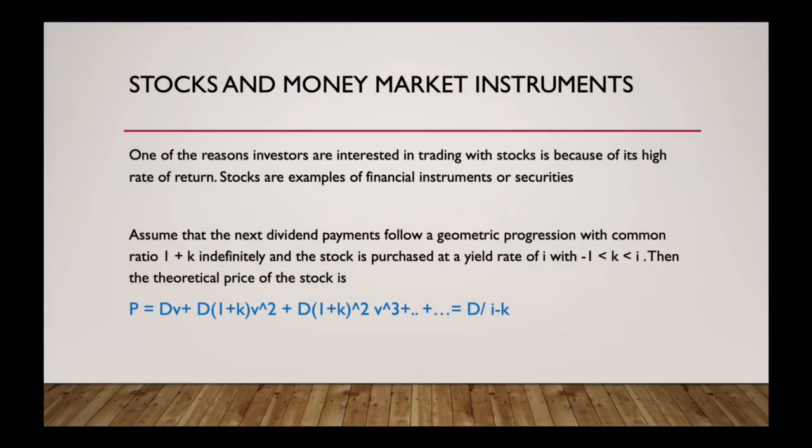One of the reasons investors are interested in trading with stocks is because of its high rate of return. Stocks are examples of financial instruments or securities. There are three common types of securities in the financial market: bonds, which were already introduced in chapter 5, and preferred and common stock, which are going to be introduced in this chapter.